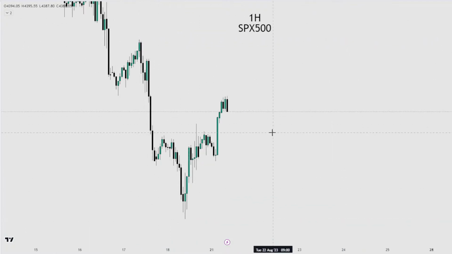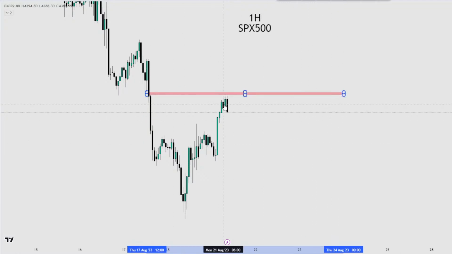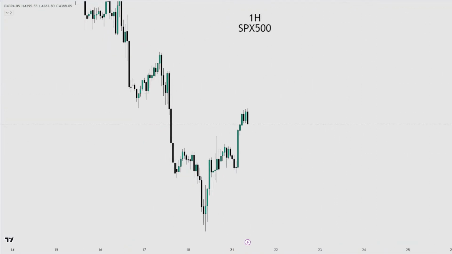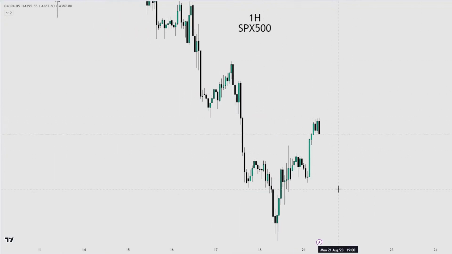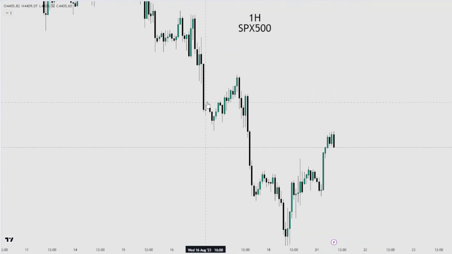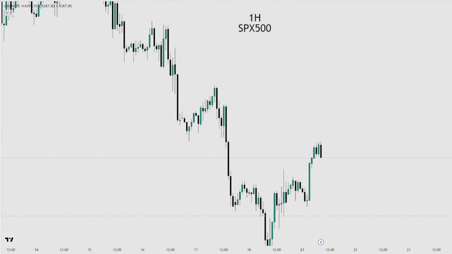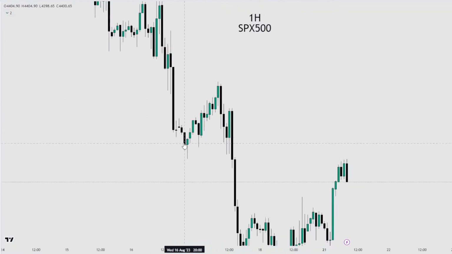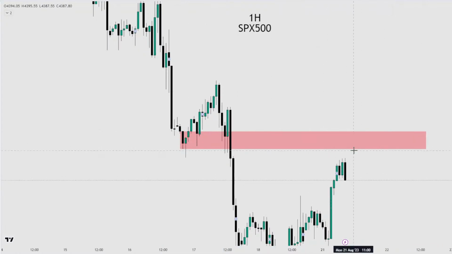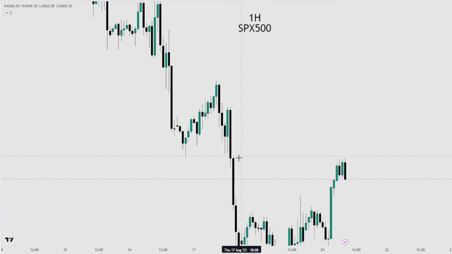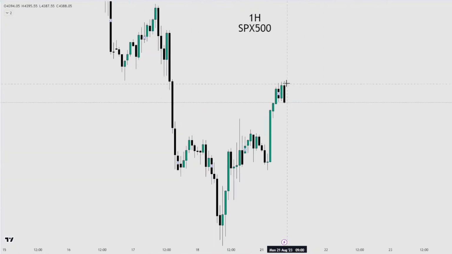Just gonna delete this because I'm gonna show that later as well, but we also have this imbalance here that could act as a resistance level for price to go above it. And let's see, high, low, high, high. Yeah, I think we do have a breaker as well right here, but we didn't tap that either, so we will have to wait. I'm just gonna wait and we'll see what happens.